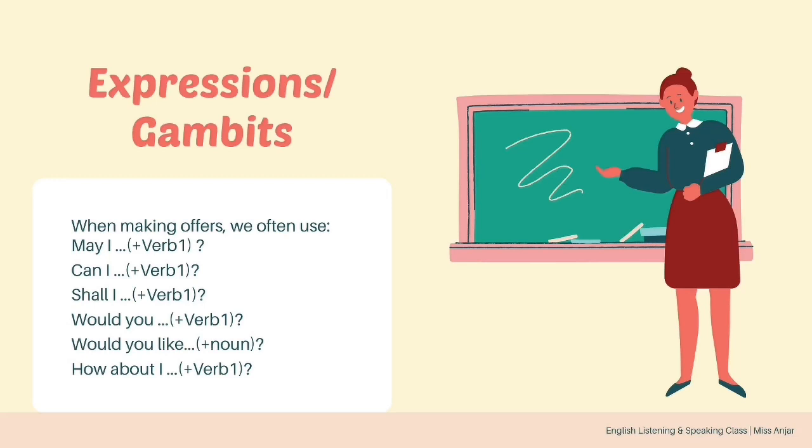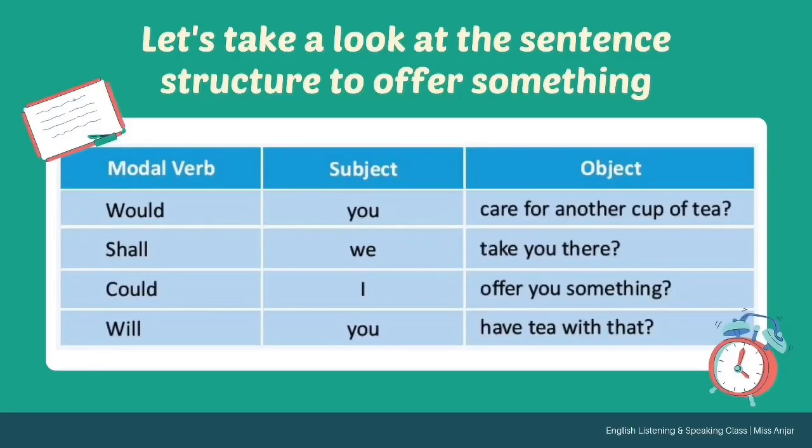Now, let's have a look at the structure. Okay, so normally we use modal verbs. We have would, shall, could, or will here, followed by the subject, because this is a question. So for example, you offer something to someone, right? So it's in the form of an interrogative sentence, or in question. So you say, would you like a cup of tea, or would you like another piece of cake, like we just saw in the previous slide?